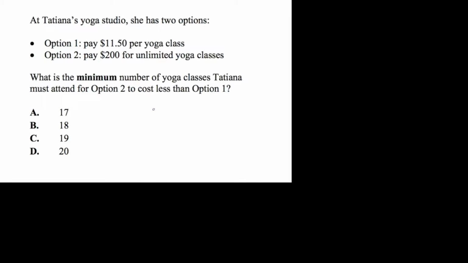At Tatiana's yoga studio, she has two options. Option 1 is to pay $11.50 per yoga class, and option 2 is to pay $200 for unlimited yoga classes. What is the minimum number of yoga classes Tatiana must attend for option 2 to cost less than option 1? Numbers in the answer choices, so let's try answers.